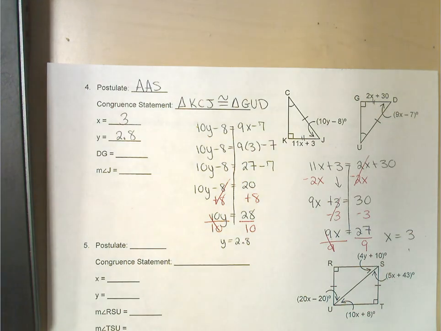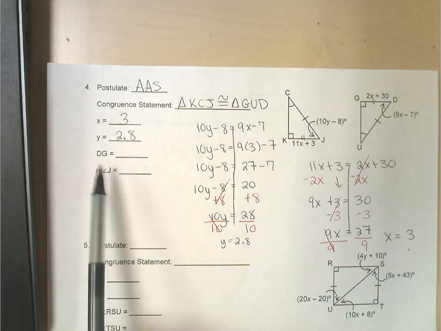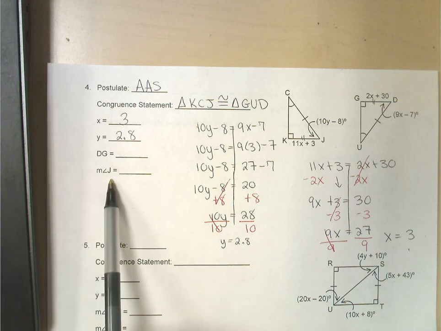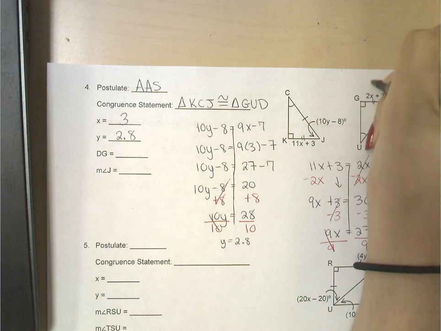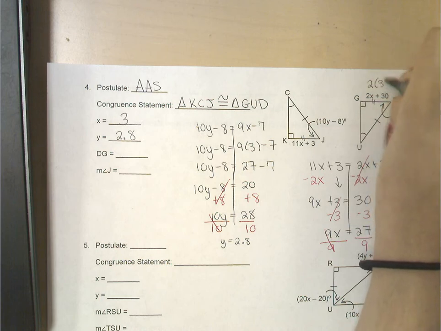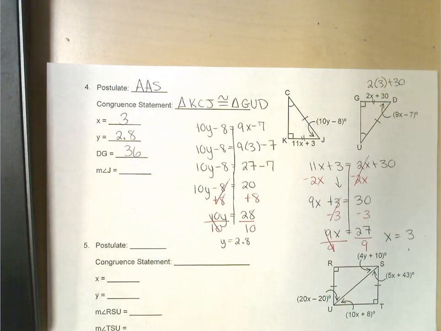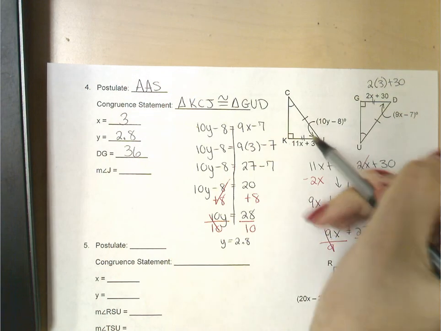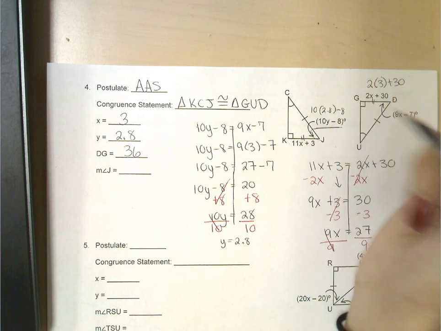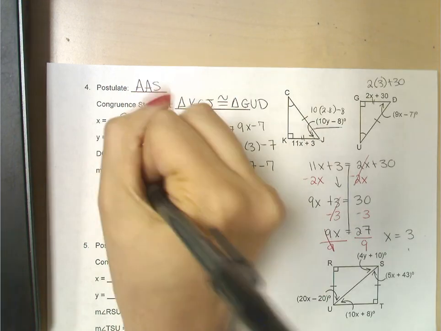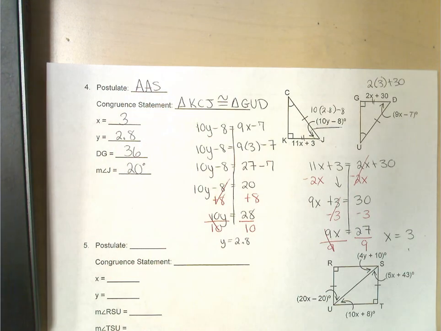And so now you just have to plug your x value and y value to figure out DG and angle J. So DG is over here. I'm replacing the x with the 3. So that's 36. And then angle J is this one right here. So I'm replacing the y with 2.8. And that gives me 20. So angle J is 20 degrees. And so you're doing the same thing, similar, with the other examples on this worksheet.